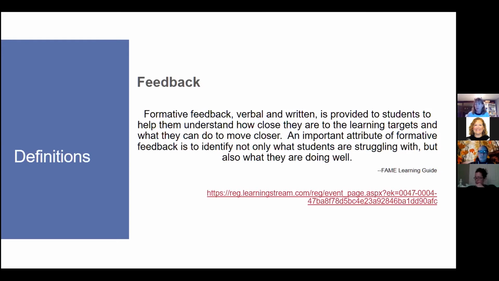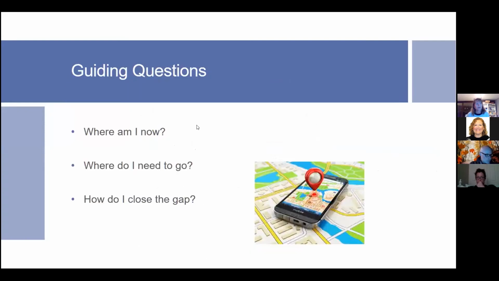So when we think about feedback, we think descriptive and actionable. This is what I'm seeing that's going well, and this is what you need to do next in order to improve yourself. When we think about feedback, there are three guiding questions that we think about when we give feedback. Where am I now? Where am I going? And how do I close the gap? So we either do that as a student, where am I now, as we're self-assessing, where do I need to go, how do I close the gap?